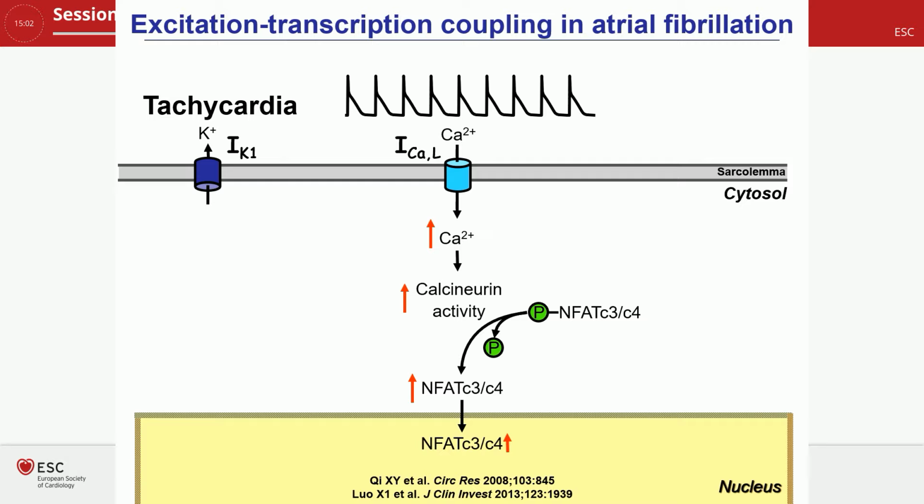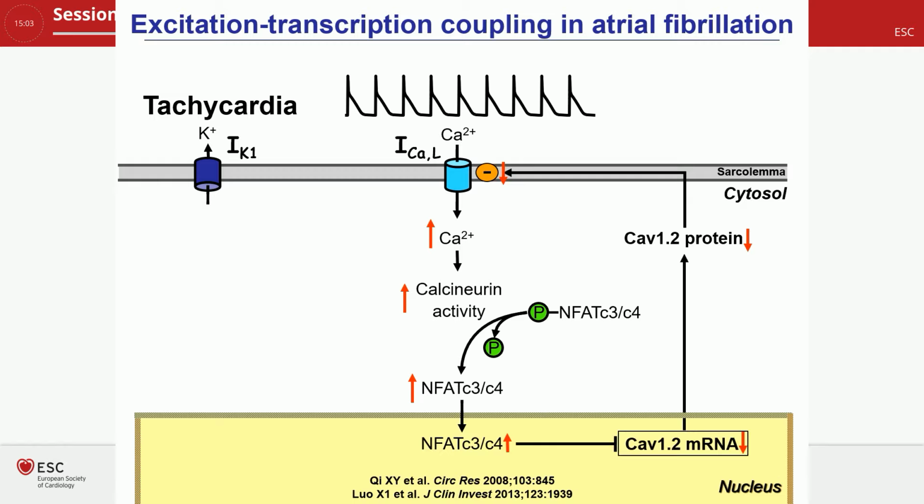This leads to a higher calcium concentration in the cell and activates the calcium-dependent phosphatase calcineurin, and this dephosphorylates NFAT. NFAT is well known in immunology, because it's the nuclear factor of activated T lymphocytes, but it's obviously a common principle. And the dephosphorylation leads to a translocation of NFAT into the nucleus, where it regulates gene transcription and basically leads to a downregulation of the mRNA of the L-type calcium channel.